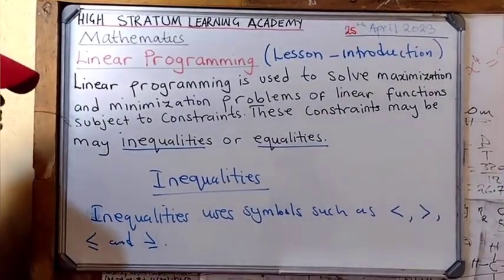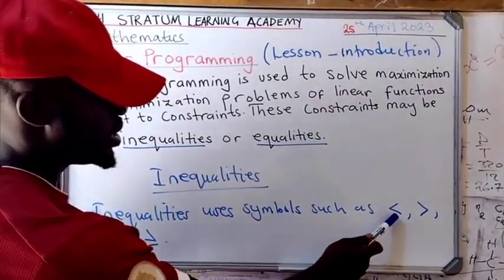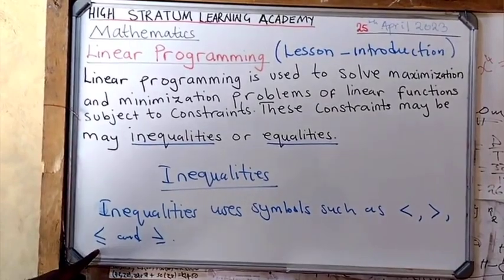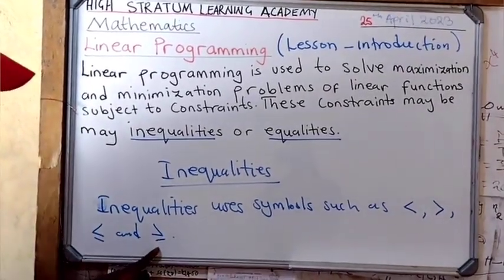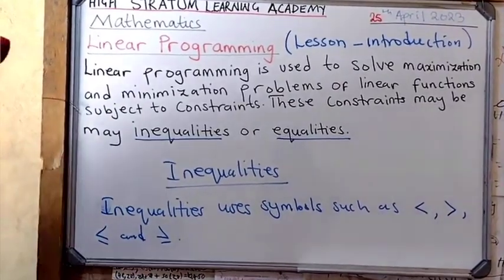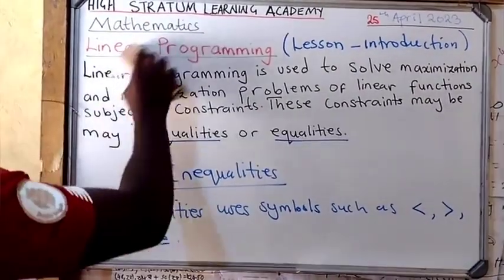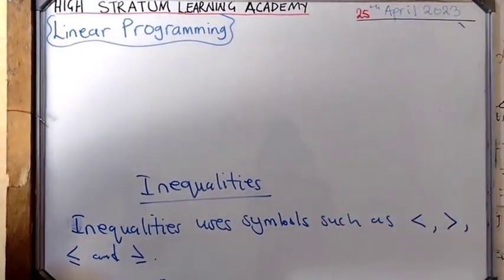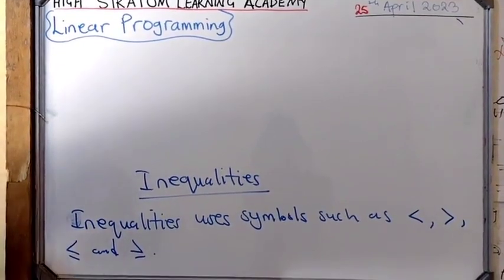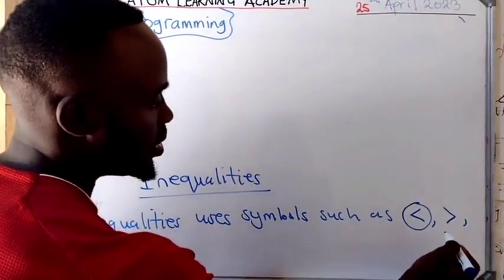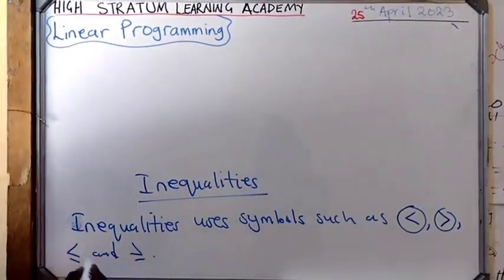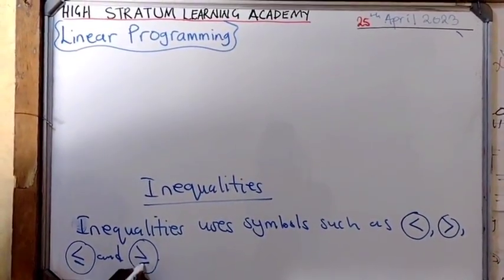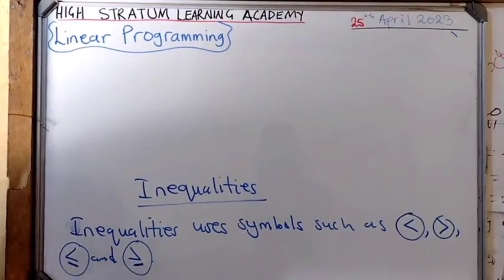What type of symbols are we talking about? This symbol means less than. This symbol means greater than. This symbol means less than or equal to. This symbol means greater than or equal to. It's very important that we understand these symbols. An inequality is a mathematical statement that uses symbols such as less than, greater than, less than or equal to, and greater than or equal to. When you see the equal part, it simply means that it's also part of the solution set.